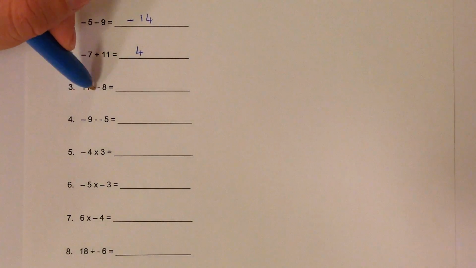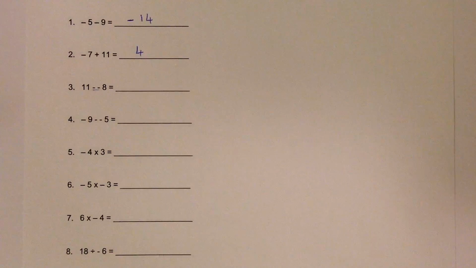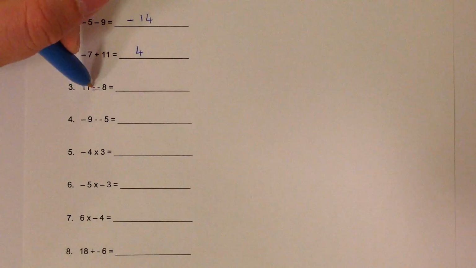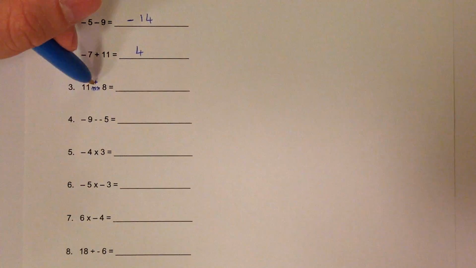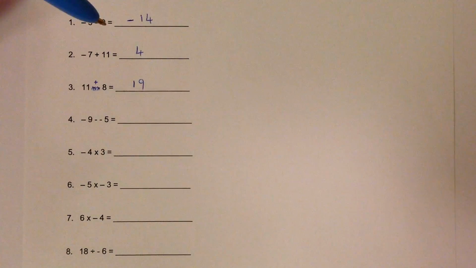Number 3, the two negatives here are next to each other, so this does have something to do with the rules. So you've got to remember back to your rules that a negative and a negative make a positive. So the question actually now reads 11 plus 8, which is 19.